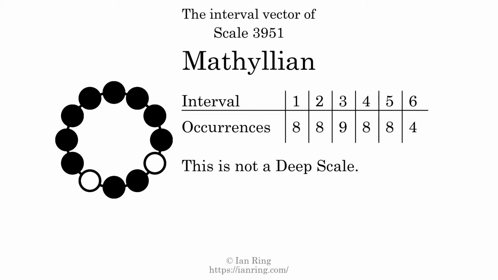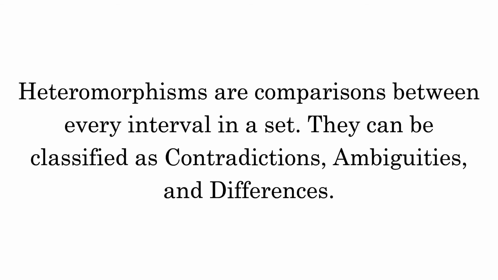Each interval does not appear in this scale a unique number of times. So this is not a deep scale. Heteromorphisms are comparisons between every interval in a set. They can be classified as contradictions, ambiguities, and differences.